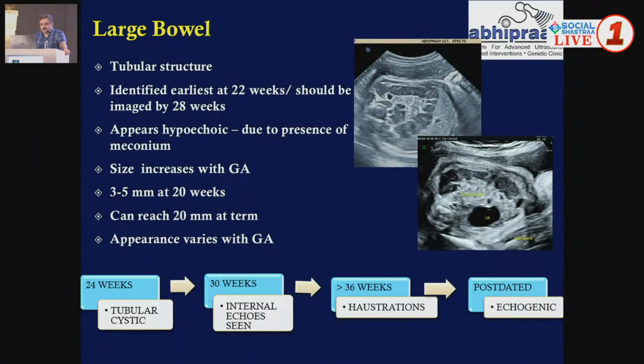So at 24 weeks, it appears tubular and cystic. At 30 weeks, you will see internal echoes. At 36 weeks, you will appreciate the haustrations, and you will have it more echogenic towards term or towards postdatism. So it can even reach a diameter of 20 millimeters at term. So this is what you need to know. It's more peripheral and it has to have haustrations.